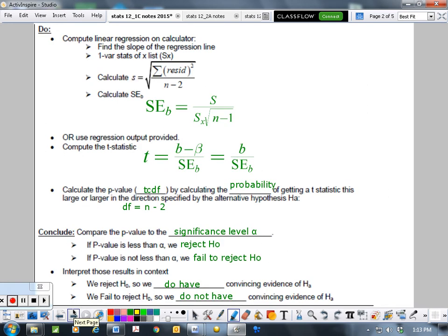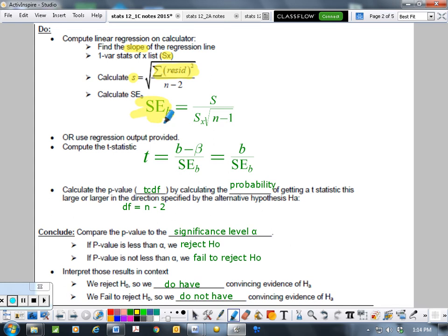Once we do that, we're ready to compute our linear regression on the calculator. We can find the slope, and then we can find our Sx from our one variable stats. We can calculate S by putting the residuals in our L3 and then finding the sum of our x squareds. And then from there we calculate our standard error. None of that part is new.